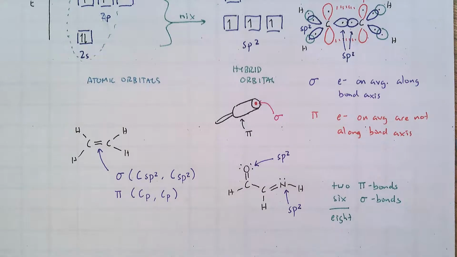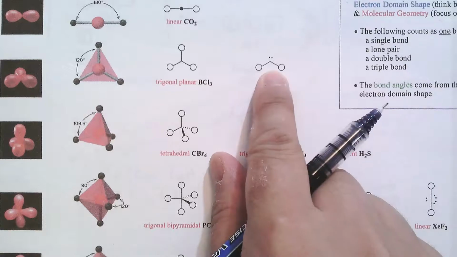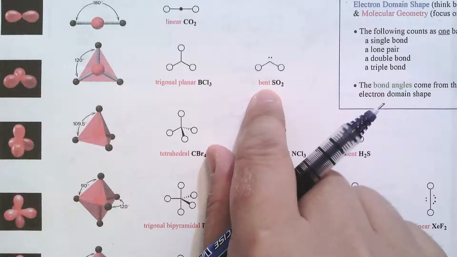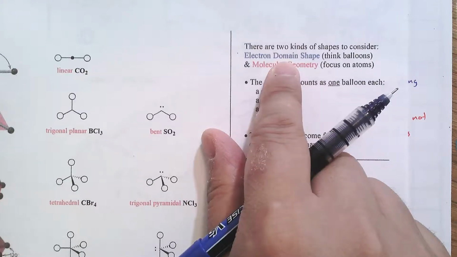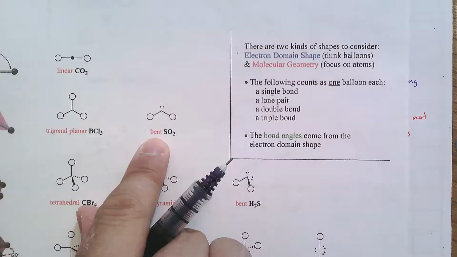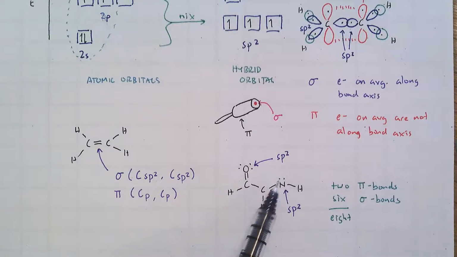Okay, now sp2 is synonymous with trigonal planar. But remember, trigonal planar is the shape made by the electron domains. If you have a lone pair, then that geometry is bent. The electron domain shape is trigonal planar, but the molecular geometry for a case like this is bent. And we do have that case right here. See? One of the balloons is a lone pair. So the geometry around this nitrogen is bent, but the electron domain shape is trigonal planar. Okay, do you see how that works?